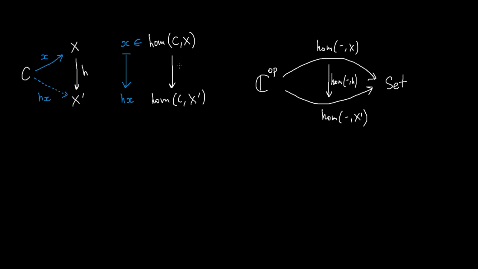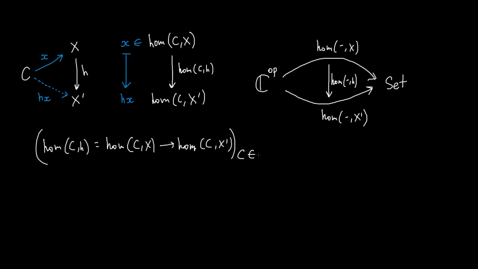Okay, so that's what each Hom(C, H) does. So we have a family of maps, Hom(C, H), one for every C, running from Hom(C, X) to Hom(C, X prime). This family is indexed by the objects of the category C op, which are the same as objects of the category C. What we want to do now is to get convinced that this family satisfies the requirement of being a natural transformation.